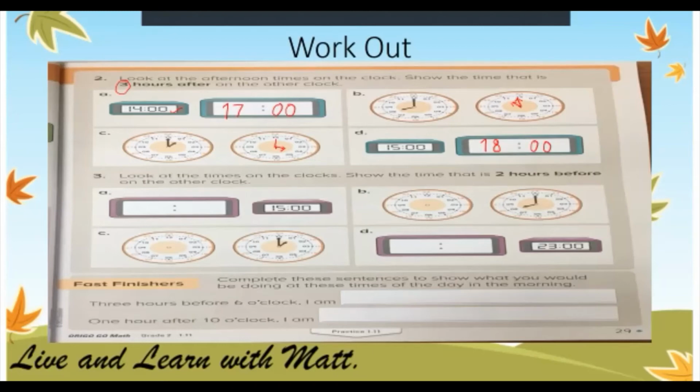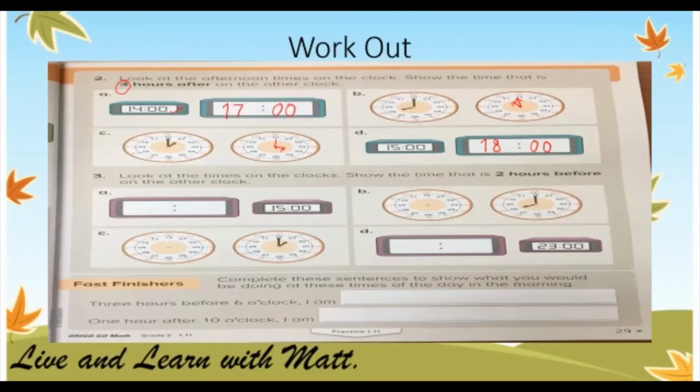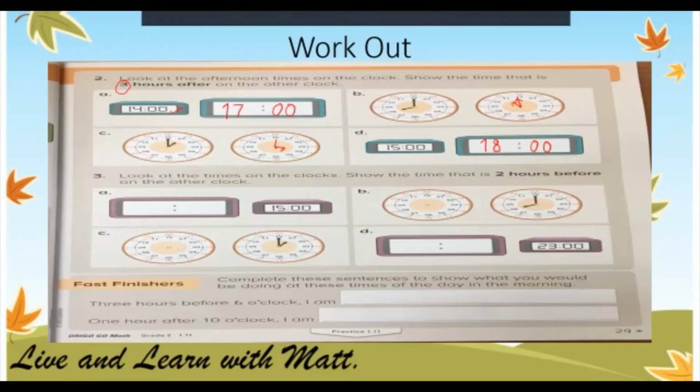Now, number 3, look at the times on the clocks. Show the time that is 2 hours before on the other clock. So for number 3, we count back 2 hours to 2 hours before. So 15, 14, 13. The answer would be 13 hours, or 13 o'clock.